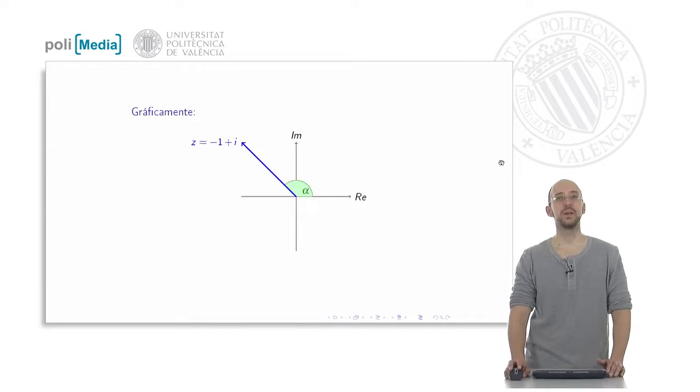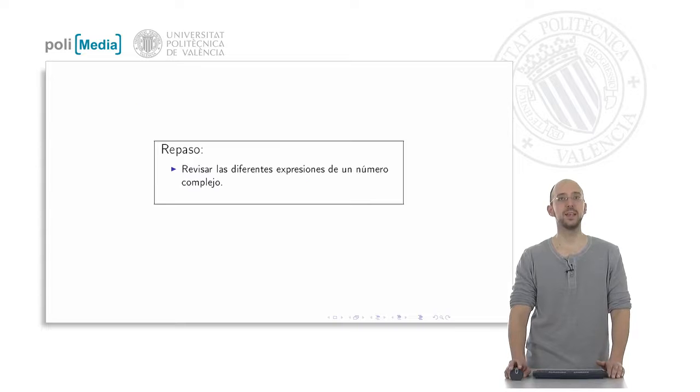Graphically, this complex number would be in the 2nd quadrant, and as you can see, would simply be minus 1 plus i.